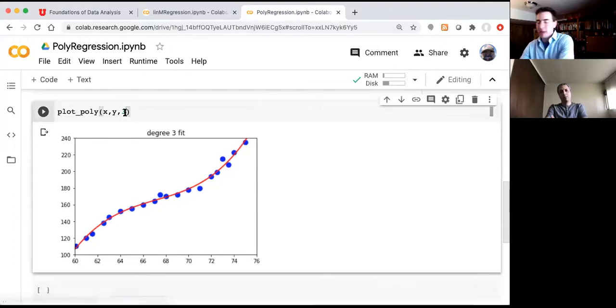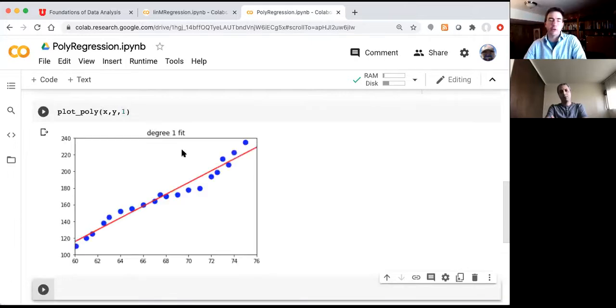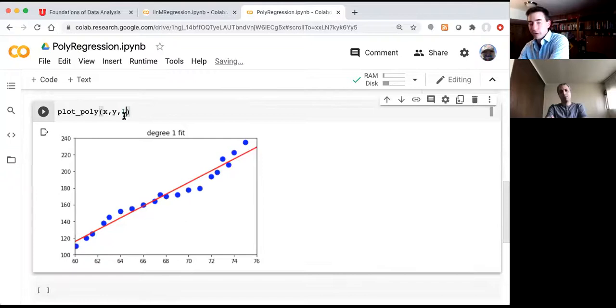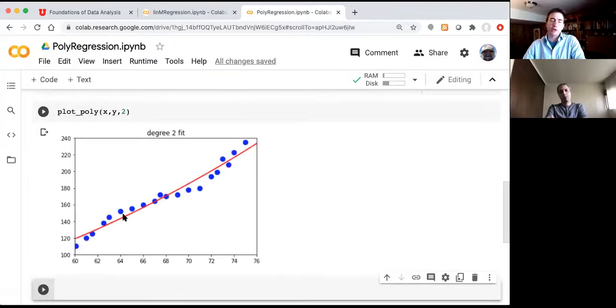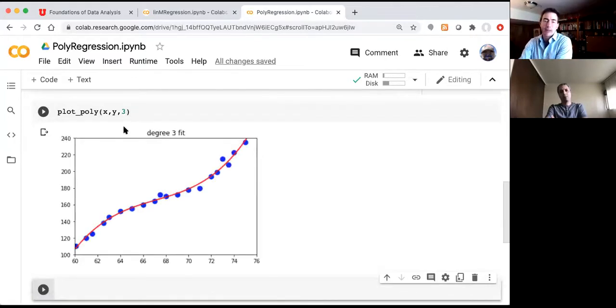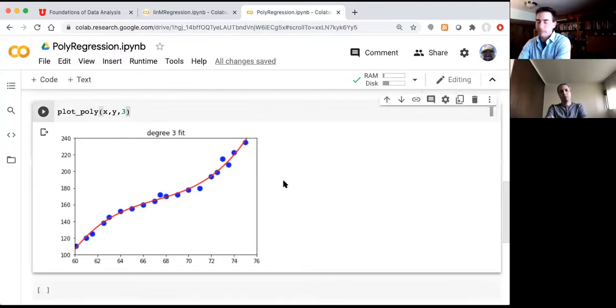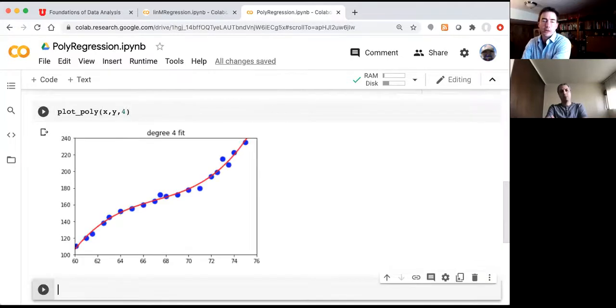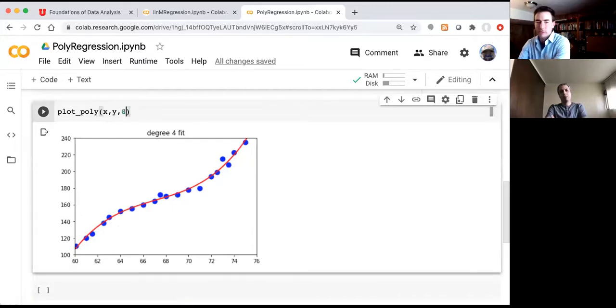If I had instead used a polyfit of degree 1, I get this line. If I do a degree 2, it has to be a polynomial of degree 2. You can see a little slope here, but it's not really fitting through here, right? It's making a parabola, but it doesn't fit the data that well. But when I do a 3, it fits pretty well, right? If I do a 4, maybe that fits better, and I can keep increasing this.